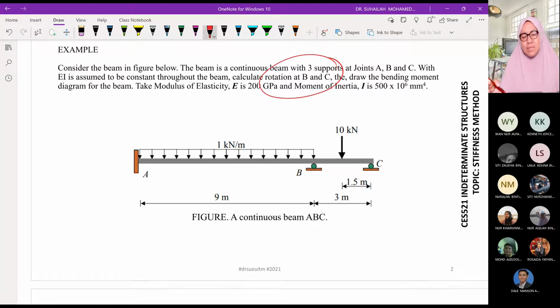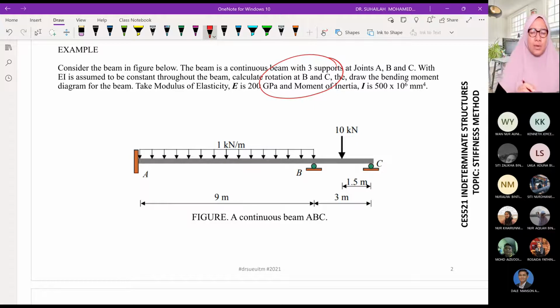So what does it mean? We have to understand that. We have to be able to see the numbering labels D1, D2, and so on, Q1, Q2 until the last one, Qn. So we have to be able to relate rotation with displacement, and with moment. And then draw the bending moment diagram for the beam.